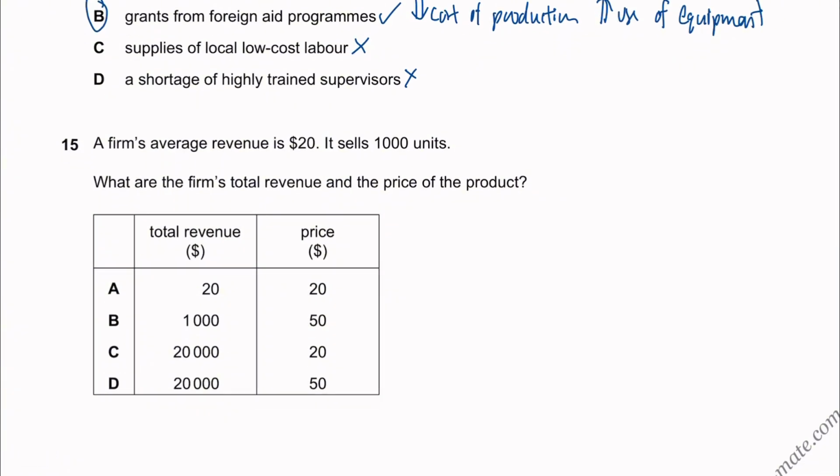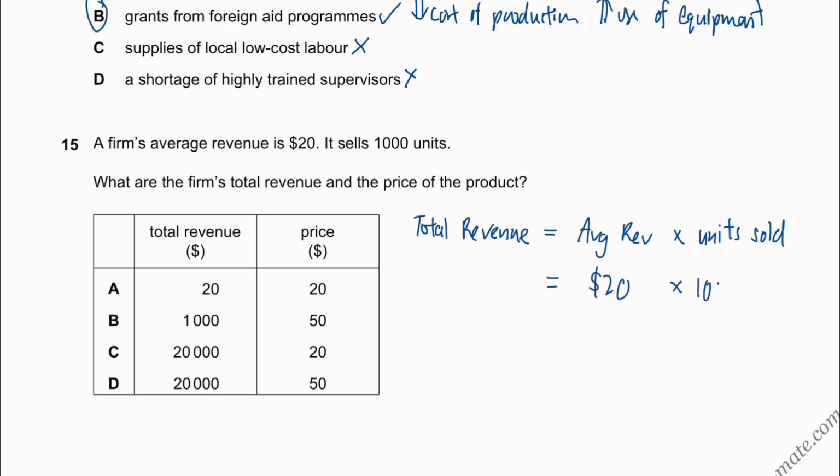Question 15. A firm's average revenue is $20. It sells 1,000 units. What's the firm's total revenue and the price of the product? Total revenue is average revenue times the units you sold. So here we have average revenue 20 times 1,000. So you get 20,000 as your total revenue.